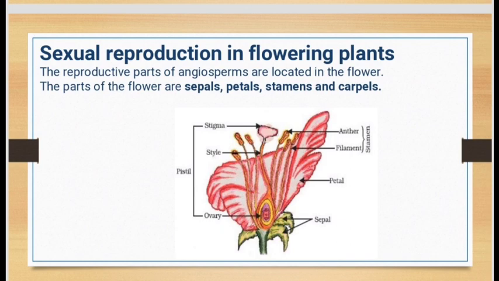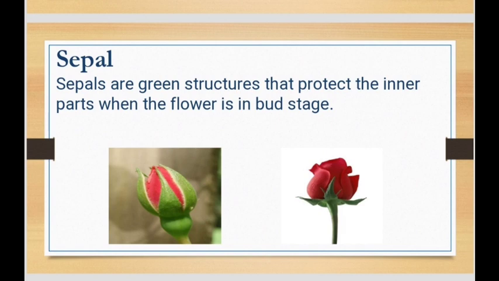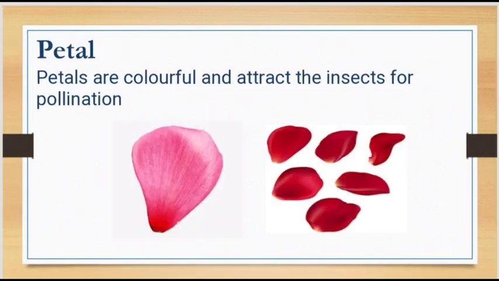Sexual reproduction in flowering plants. The reproductive parts of angiosperms are located in the flower. The parts of the flower are sepals, petals, stamens, and carpels. Sepals are green structures that protect the inner parts when the flower is in bud stage. Petals are colorful and attract the insects for pollination.